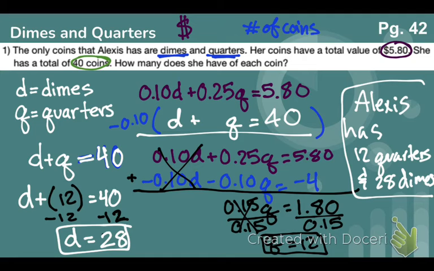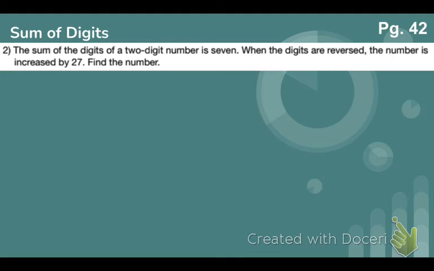Does anyone have any questions about how we got 28 dimes and 12 quarters? If we don't have any questions, we're going to move on to the second problem. This one looks pretty similar, but is a little bit trickier. What do we notice first? The digits of the two-digit numbers.